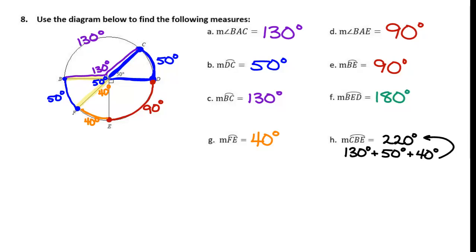Before we go on and look at number 13, does anybody have any questions about number 8? Remember, central angles, vertex, turning point of an angle. If that's at the center of the circle, then the angle and the arc are the same size. They have the same measurement.